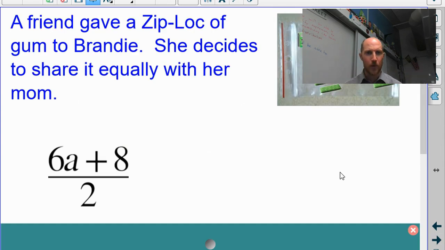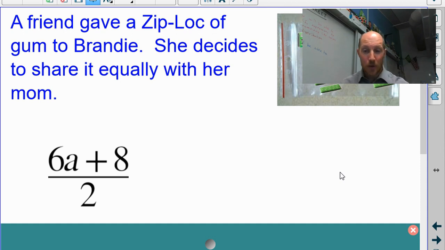Let's go back to the problem from the do now. In the original Ziploc bag, there were 6 packs. I'm going to call that 6A. I don't know how many sticks are in the pack, so it's a mystery number. So I'm just going to use that variable as a label to say, hey, this is talking about packs. And then there were 8 individual sticks of gum. Each of those just represents 1. So if there's 8 of them, we'll just say it's plus 8. And since Brandy has decided to divide everything there between the 2 of them, between her and her mom, just take that whole thing and divide by 2.